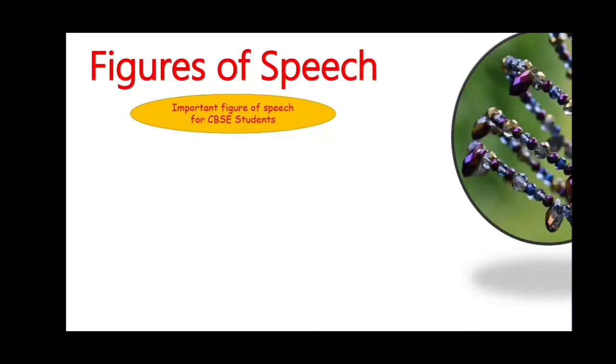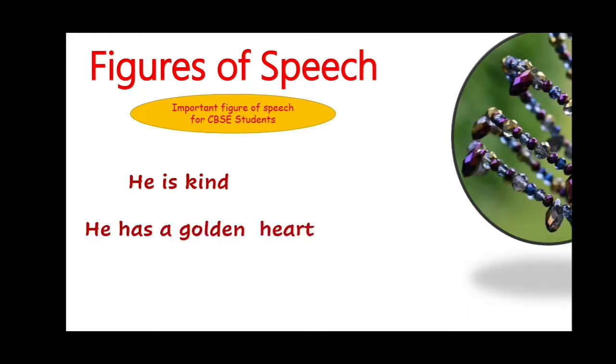Hello students, what is the difference between these two sentences? He is kind and he has a golden heart. While the first sentence simply states that a person is kind, the second sentence not just emphasizes the quality of kindness but also beautifies the sentence. This is the beauty of figure of speech. In this video, we will learn about figures of speech.